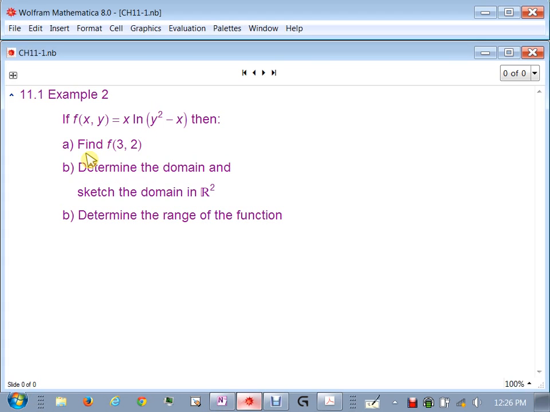So look at this one right here. Let's find f of 3, 2 first, and let's just do it visually. What would happen if I plugged 3, 2 in here? I plug in 3 here. Okay, I got a 3 here. What's 2 squared? It's 4, minus 3 is 1. Natural log of 1 is 0. So this is just 0. So when you plug in 3, 2, you get 0. Now determine the domain. That's the interesting part.